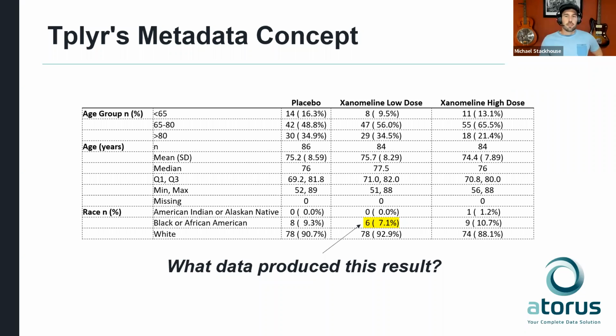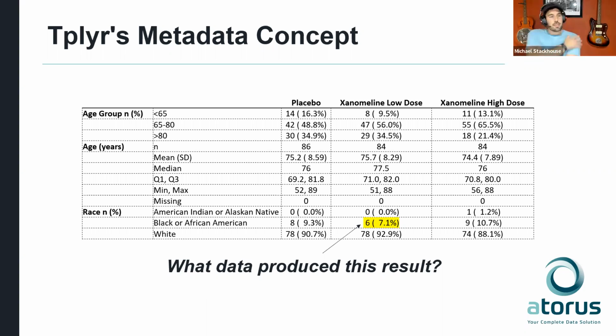So in the design of tplyr, as I mentioned in the beginning, what we tried to do was capture information about your specification, what you were producing. So when we look at this table, I know that there are 3 layers that are being presented, where we're summarizing age group, we're summarizing age, we're summarizing race, all as different variables. I know that I have my treatment groups that give me placebo, the low dose and the high dose group, and that comes together to produce the table.